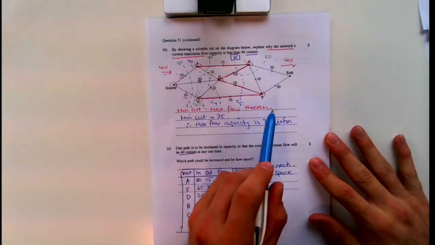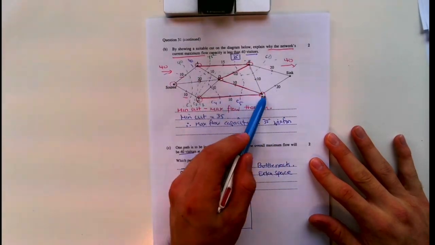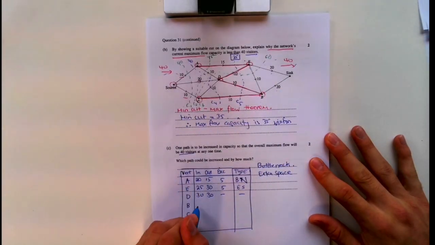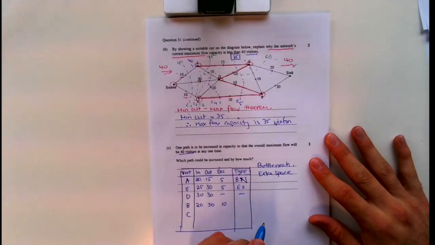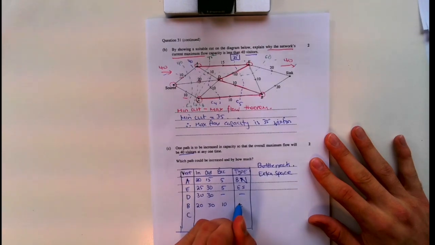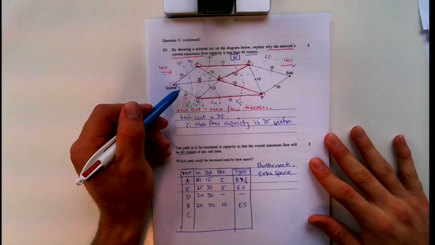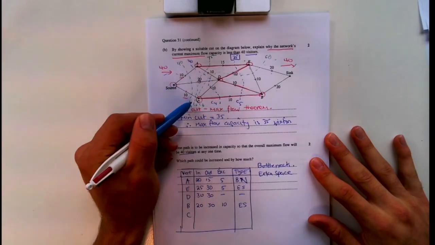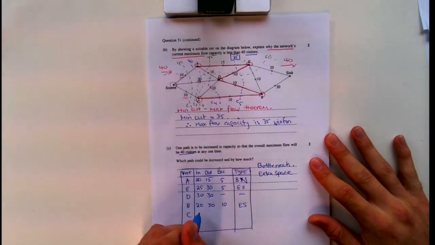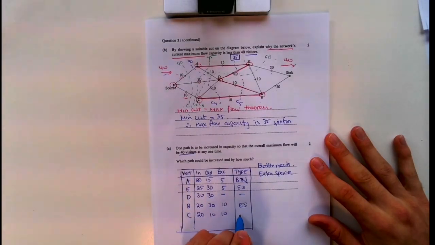B, we've got 10, 20 going in, but 10, 30 going out. So we've got 20 in, 30 out. There's a 10 excess, and let's have a look. The extra is on the way out, so we have extra space there. And then finally at C, we've got 10, 20 going in, but only 10 going out. So that's, again, an excess of 10, and this time, we've got a bottleneck.